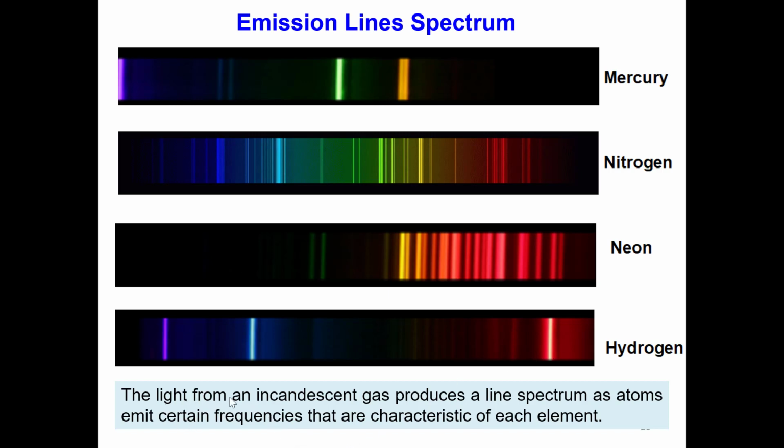Then the light from incandescent gas produces a line spectrum as atoms emit certain frequencies that are characteristic of each element. Yes. They emit radiations that are particular for that element. And these are always the lines for mercury. These are the lines for nitrogen, for neon, and this is for hydrogen.